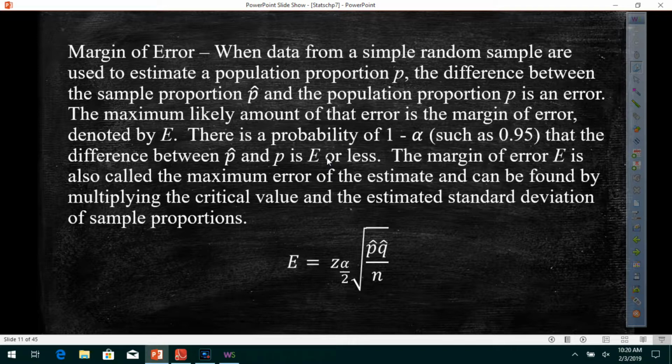Okay, I put this equation here into your notes. You're going to use it. You're going to use it a lot.